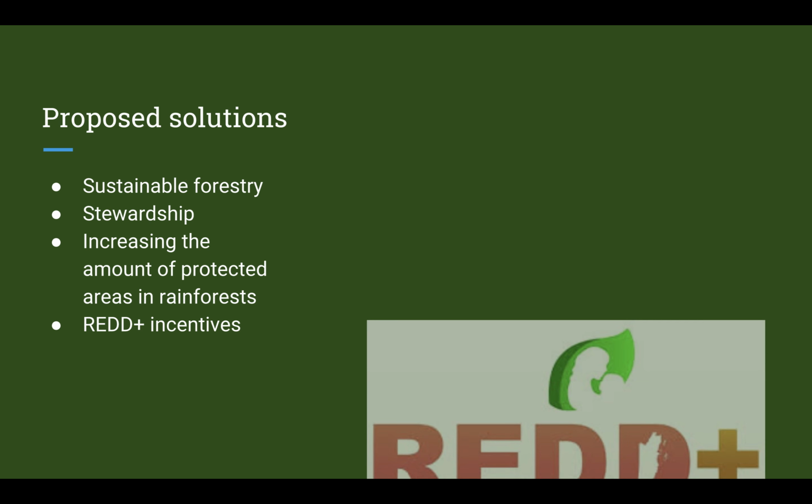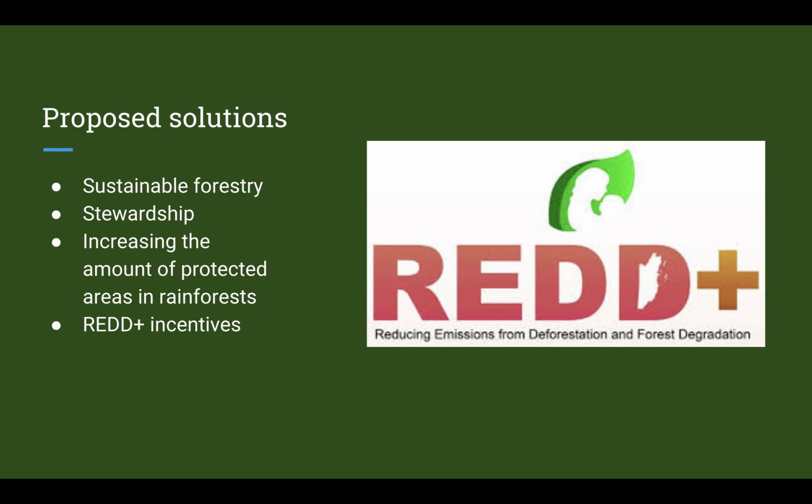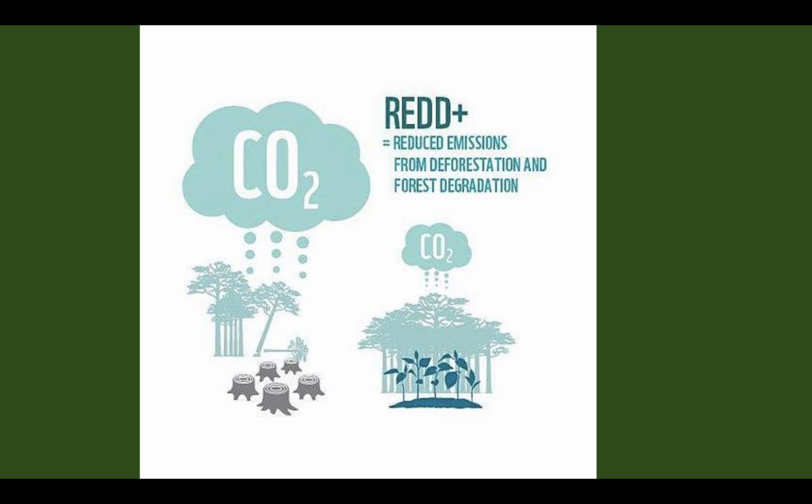There is also the Red Plus incentives. Now, the Red Plus incentive stands for reducing emissions from deforestation and degradation. And basically, this is a plan that was introduced by Brazil. It's an international plan to reduce deforestation in tropical countries and would be compensated by wealthier nations to make up for their economic losses as an incentive.